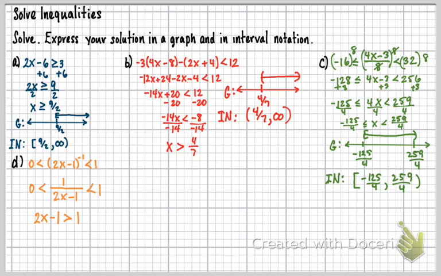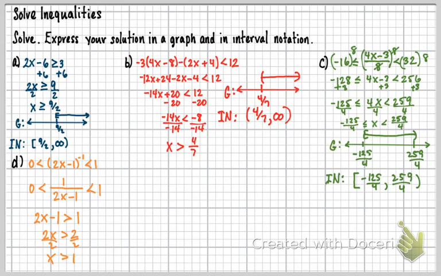Okay, so then I move the 1 over, so I get 2x is greater than 2. And I divide by 2, and then I get x is greater than 1. So x has to be greater than 1 in order for this to work, and 1 over 2x minus 1 will be less than 1. All right. So what does that tell us then?